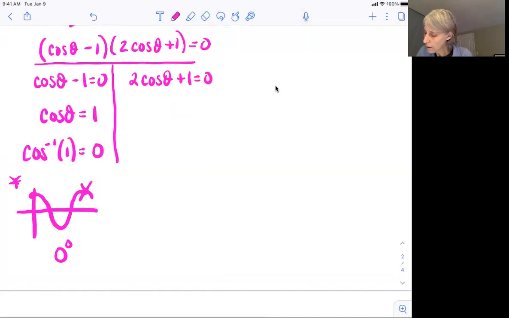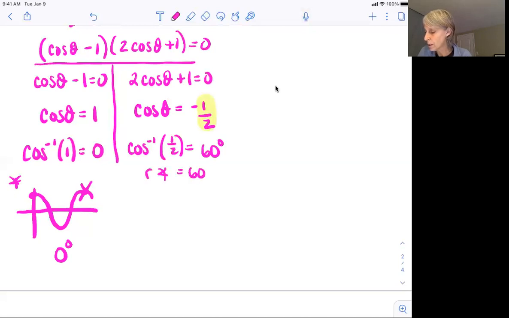Moving back over here to solve for the other factor, cosine theta equals -1/2. So we're going to solve for just the positive function value. I want the angle whose cosine is 1/2. And that's going to be a 60-degree angle. And remember, that's our reference angle. But we want to find the value of 60 degrees where the cosine is negative. So the cosine is negative in quadrants 2 and 3.